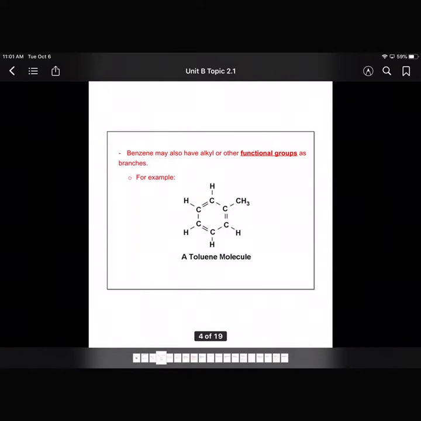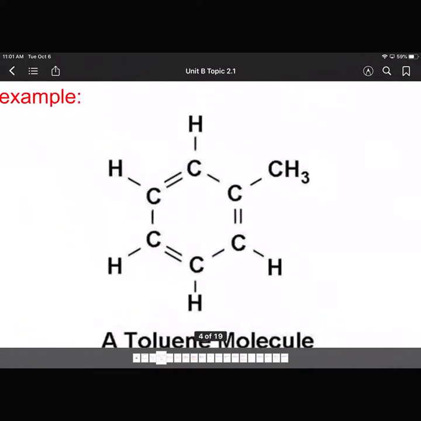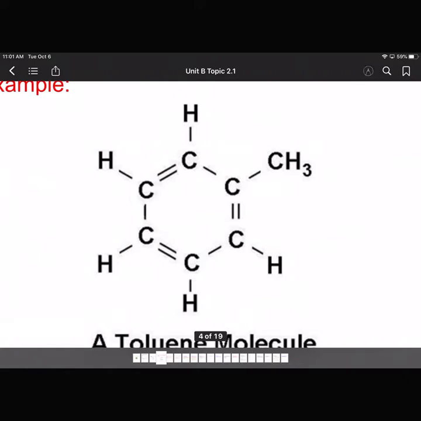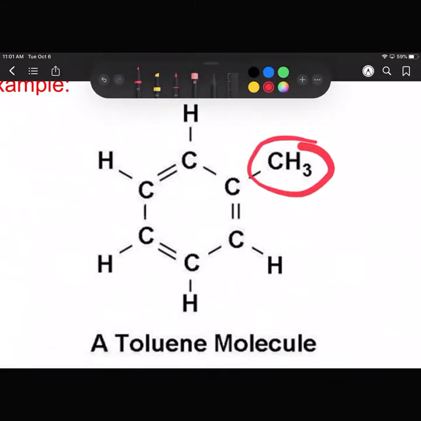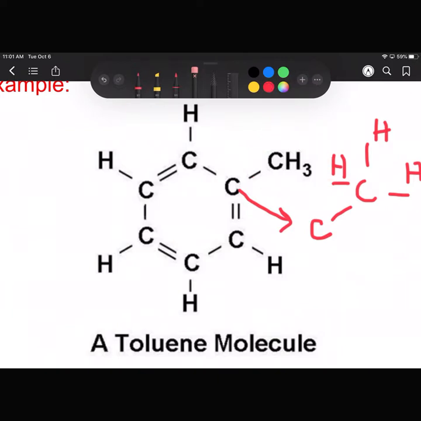So an example of a benzene, it says benzenes may have alkyls or other functional groups as branches. If you look at this one, it's a benzene and then it has another branch off of it. So this is another carbon with then 3 H's. If you see it written like CH3, what that really means is that C and then 3 H's off of it. Does that make sense? They're just writing it in a different way, more just to save space.